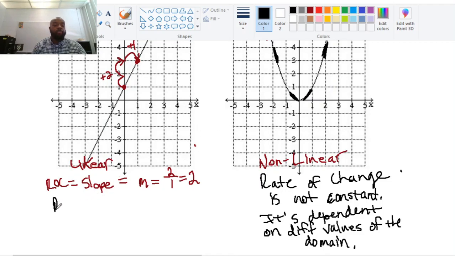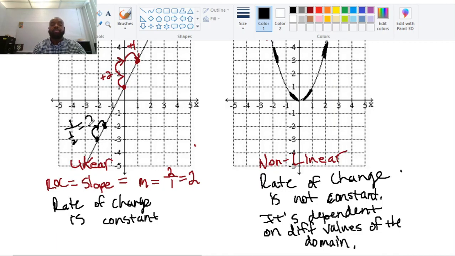Here, the rate of change is constant. No matter what 2 points I pick, what x values I pick for coordinates, as long as I do this correctly, I'm going to get my correct slope. So here, I go up 1, I go to the right 1/2, so 1 divided by 1/2 is the same thing as 2. Multiply by the reciprocal, you get 2. So no matter what 2 points you pick, you're always going to get that slope.